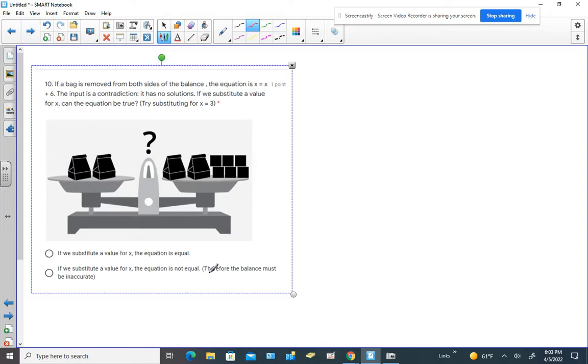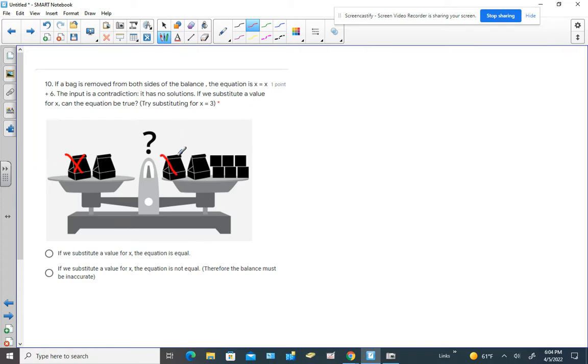So let's look at question 10. If a bag is removed from both sides of the balance, the equation is x equals x plus 6. So in other words, if we take that bag away and we take that bag away, see, we're left with x on this side and x plus 6 on this side. So is that a contradiction? Well, let's say you're confused. Let's substitute a value in for x, right? So let's write what we have here. We have on this side, we have x. I'm going to write it over here. On this side, we have x plus 6.